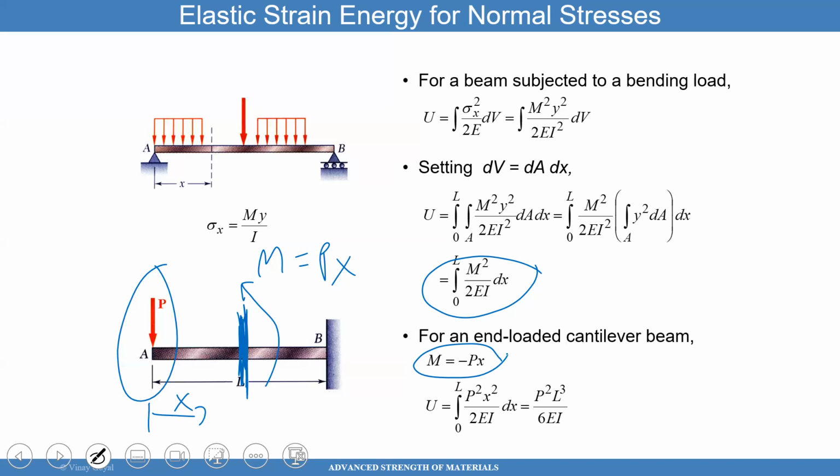That's the beautiful thing about energy. It's squared, so you can be wrong about the sign, but yet you're going to get a great answer. So here you can see that strain energy is P squared S squared divided by 2EI. What is the integral of that? That integral is P squared L cubed over 6EI.